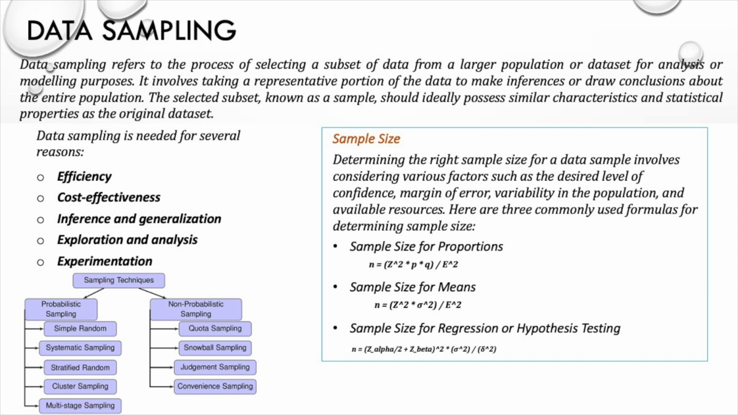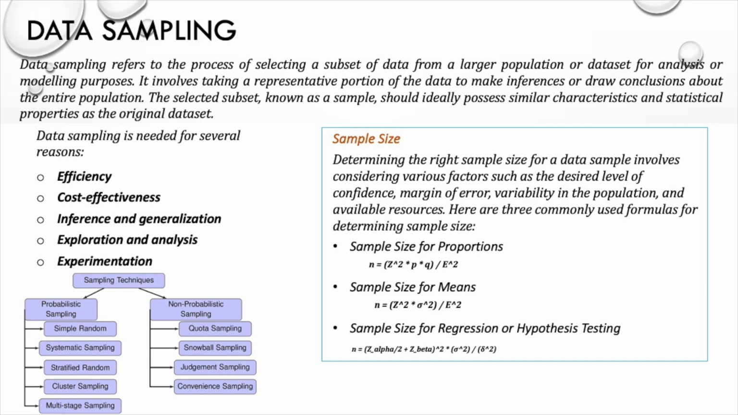Cluster sampling. Cluster sampling involves dividing the population into clusters or groups, typically based on geographical proximity or other similarities. A few clusters are selected randomly, and all elements within the selected clusters are included in the sample. This technique is efficient when it is difficult or impractical to sample individuals directly and when clusters are relatively homogeneous. It is commonly used in surveys and studies involving geographically dispersed populations.